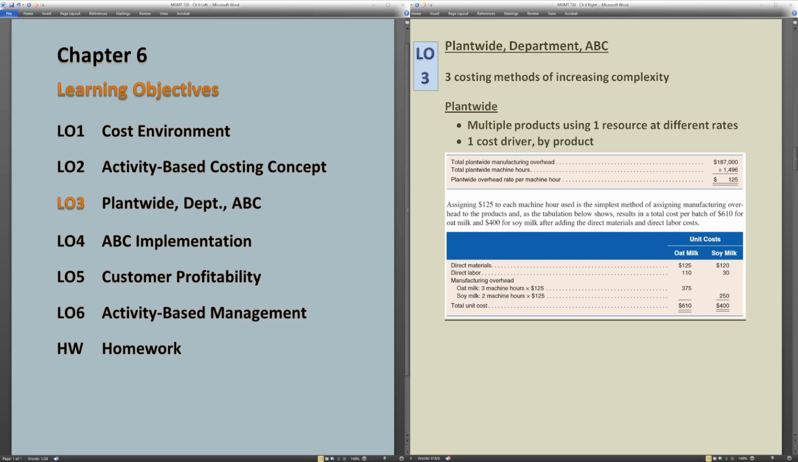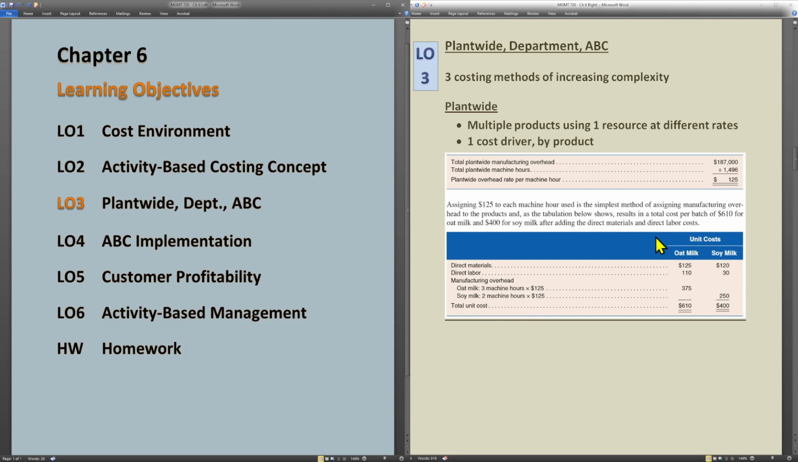And what it's suggesting is that perhaps you can see we've got 2 different products. We've got oat milk and soy milk. And what ends up happening is that the different products use machine hours. We still have one resource here. We have machine hours, but they use these resources at a different rate, for example, the oat milk only requires 3 machine hours and soy milk only requires 2 machine hours.